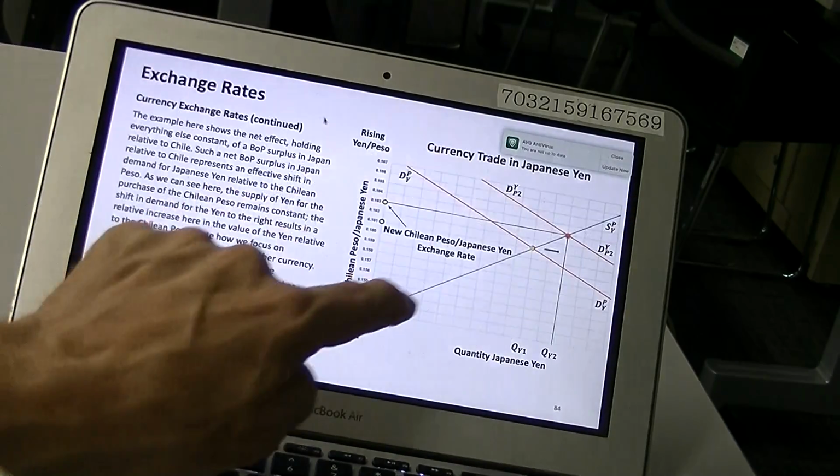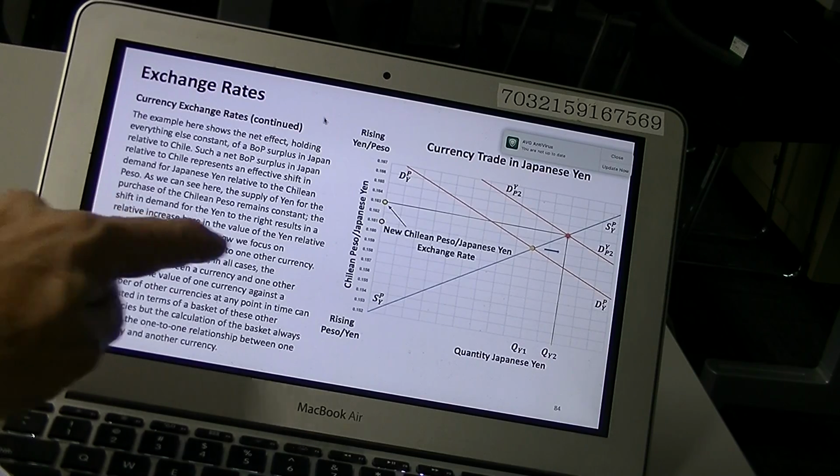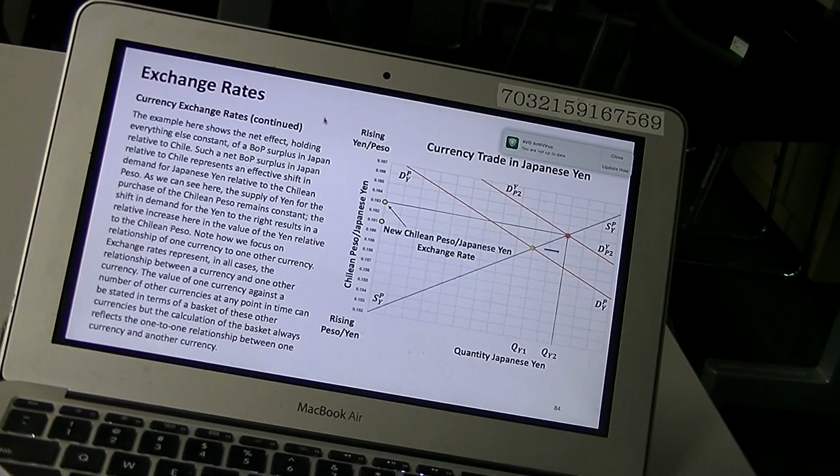So the supply is constant. There's a constant supply here for pesos. The shift in the demand for yen to the right results in a relative increase in the value of the yen relative to the peso. That's very typical: if a country has a balance of payments surplus relative to another country, that causes the value of its currency to rise. That's where there is an impact of the balance of payments on the exchange rate. It produces more demand for the country's currency. The demand curve shifts out.